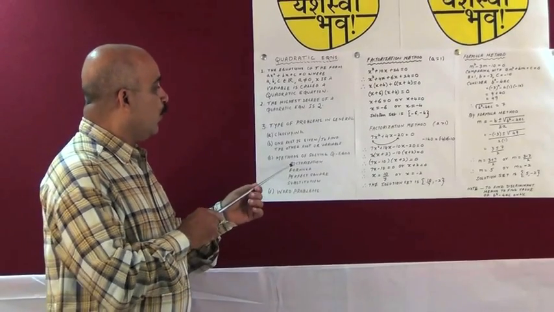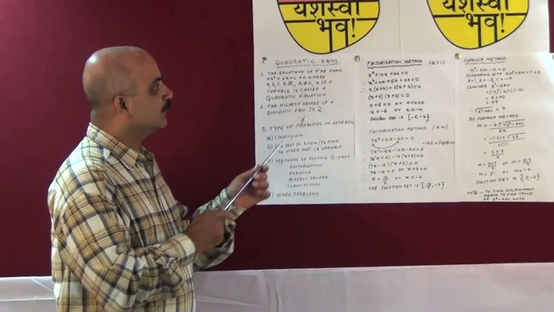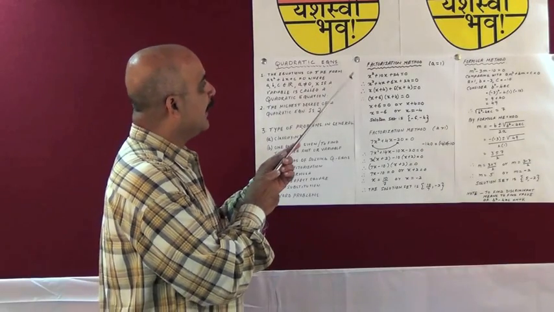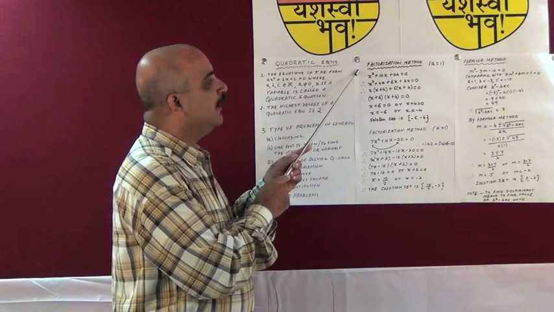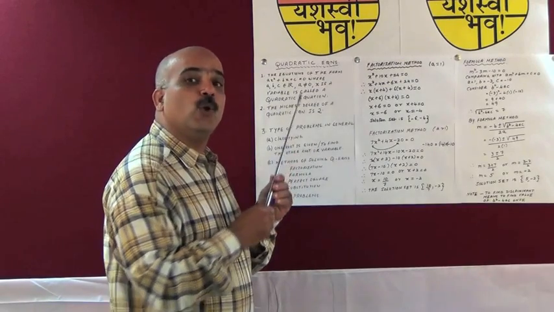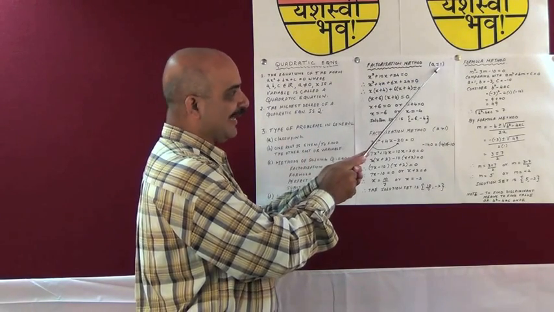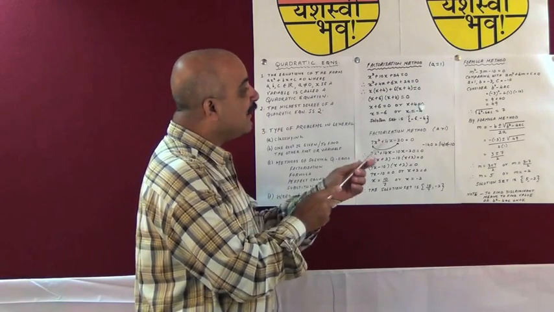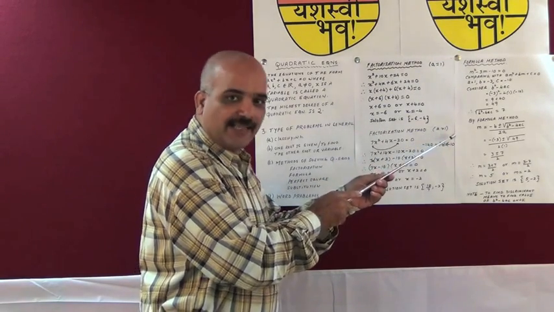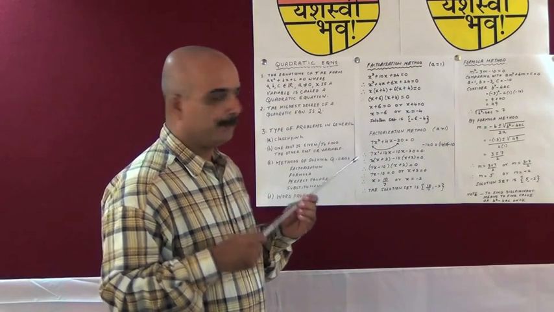Now, let us talk about factorization method. Here, dear children, there are 2 ways of doing it. First, if the value of a, that is the first constant, is 1. Second, if the value of a is greater than 1. So let us see both the ways of doing.